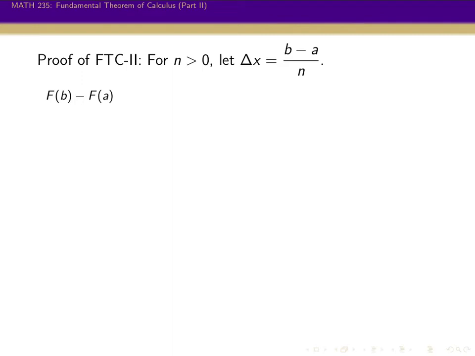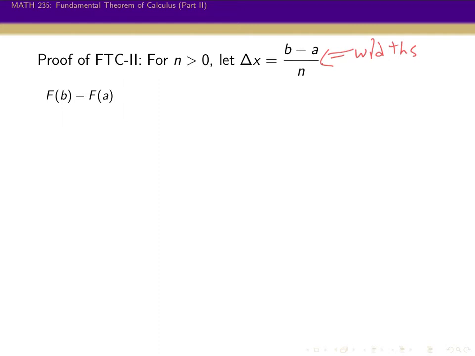That's going to be delta x, which is just going to be b minus a divided by n. So these are just our widths, the same as we've been seeing before. And then we're going to start off just looking at the difference f of b minus f of a. And through the course of this proof, we're going to show that this difference is equal to the limit of these Riemann sums. It's going to give us this definite integral we've been looking at.